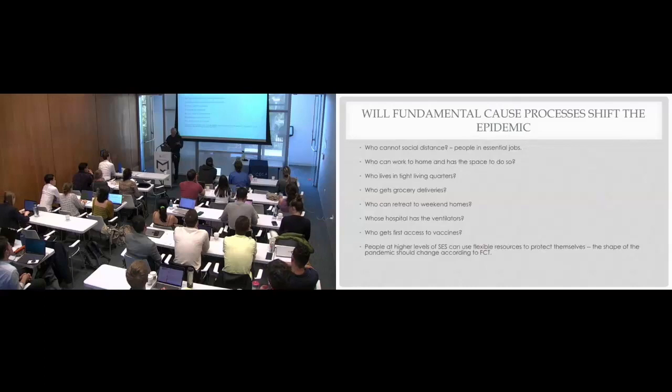Who can't social distance? You all know this list. People in essential jobs, who can work at home and has a place to do so, who lives in tight living quarters, who gets groceries delivered, who can retreat to weekend homes, who has hospitals, gets the ventilators, who gets the first access to vaccines. People in higher levels of SES can use their flexible resources to protect themselves in all of those ways. So the shape of the pandemic should change from the elites that it first affected to others.